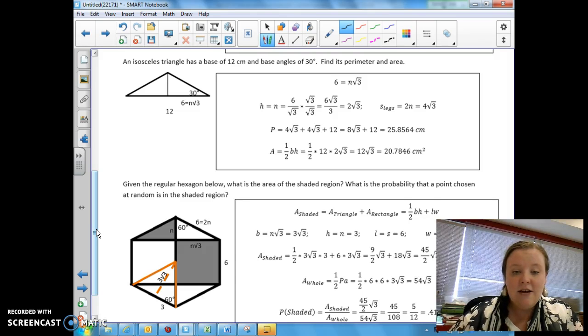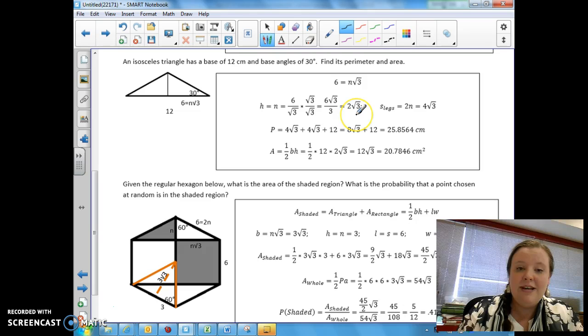I see that the base, when I split it in half, makes 6, and that 6 is opposite my 60-degree angle, so it's my n root 3 side. When I then solve that for n, I end up getting 2 root 3, which happens in this step. That 2 root 3 is in fact the height of my triangle.